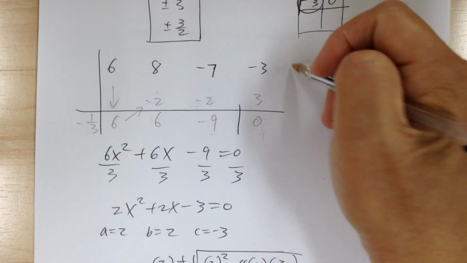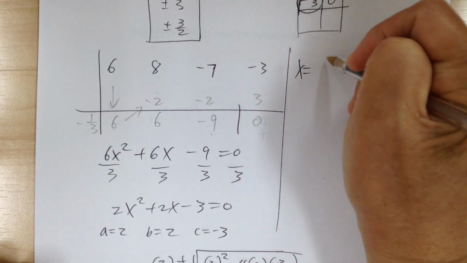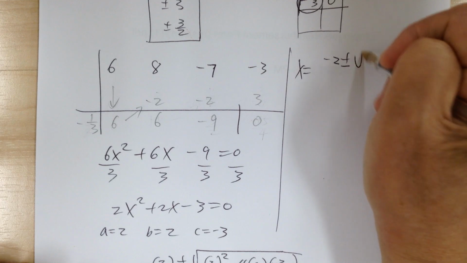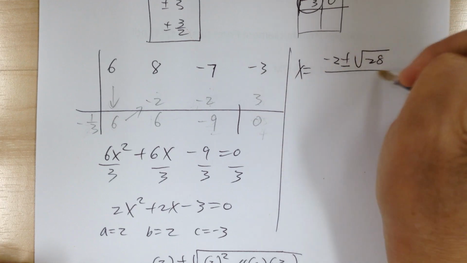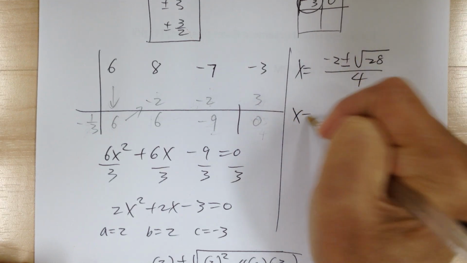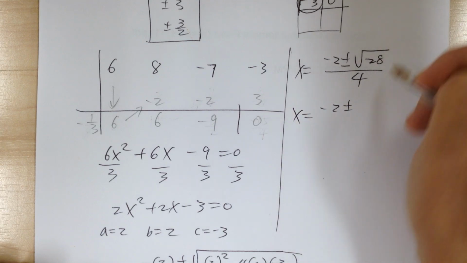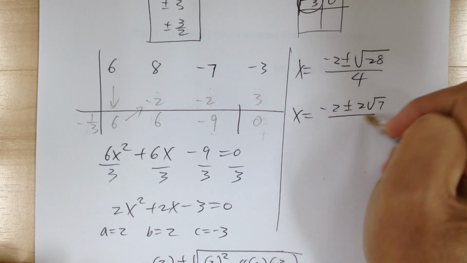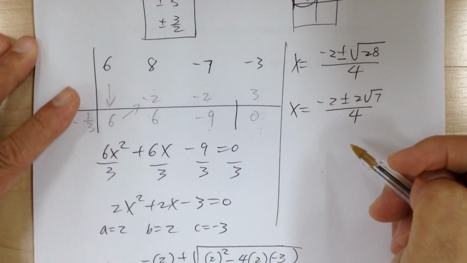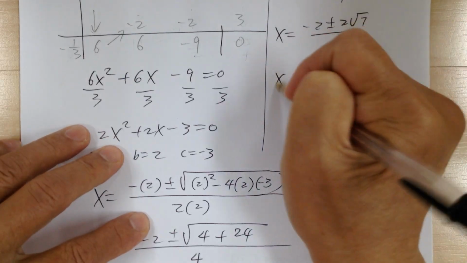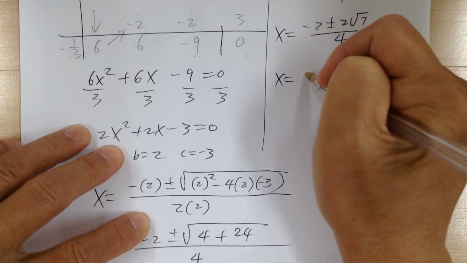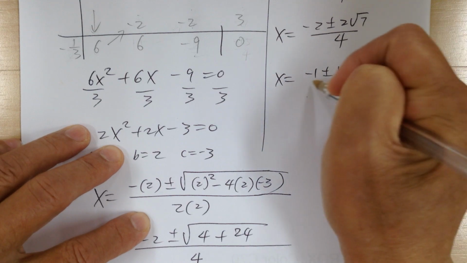And then I can continue to work. So you're going to have x equal to -2 plus or minus square root of 28 over 4. So x equal to negative 2 plus or minus, you can simplify that, become 2 square root of 7 over 4. And divide everything by 2. So reduce everything by 2, so you're going to get negative 1 plus or minus square root of 7 over 2.